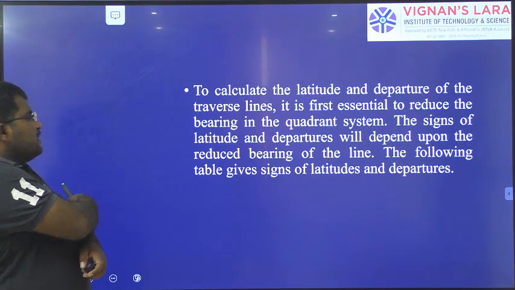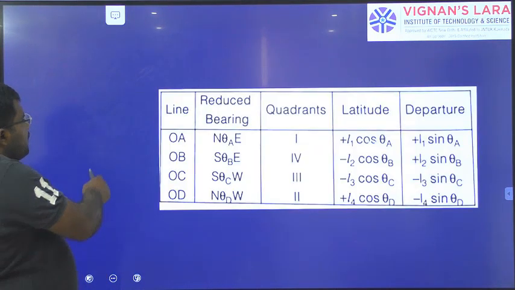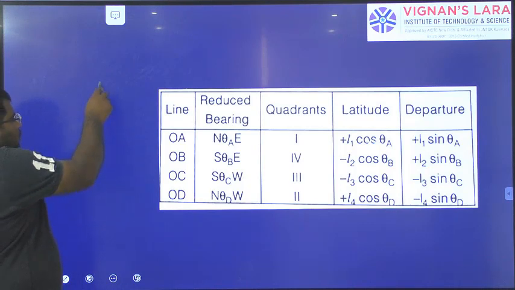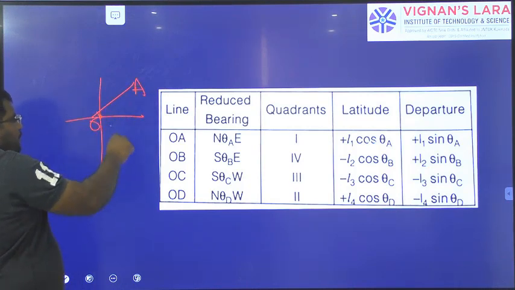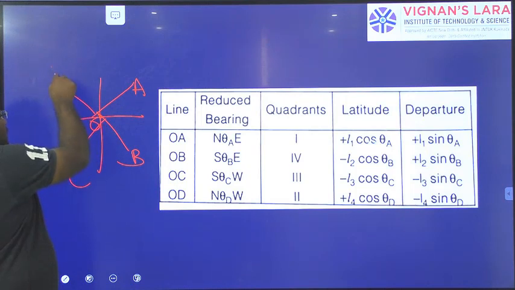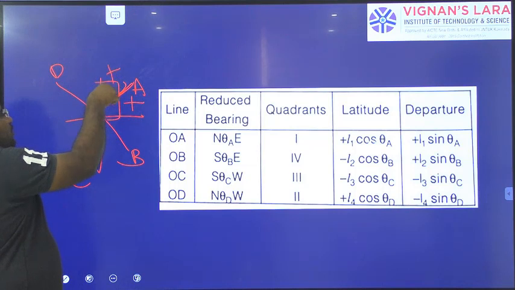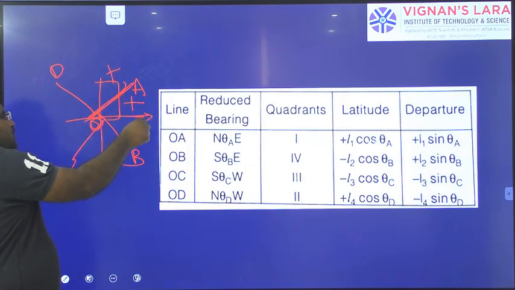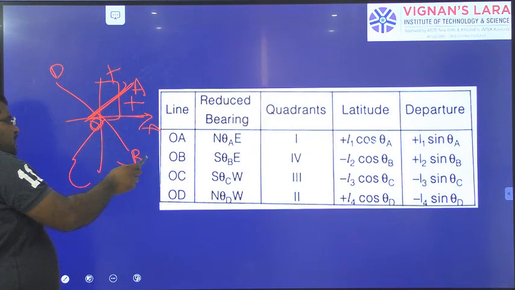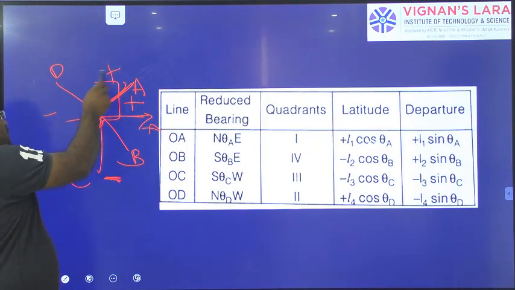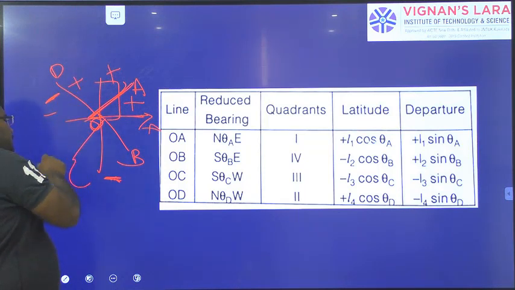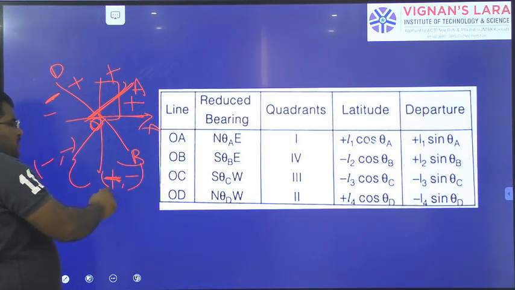The following table gives the signs. Here we have a point O, and from O we have OA, OB, OC and OD. See the first thing, OA is in the first quadrant, so both x and y will be positive. Here, the fourth quadrant, x will be plus and y will be minus. In the second quadrant, x value will be minus and y value will be plus. Here both will be minus. So these are the things.